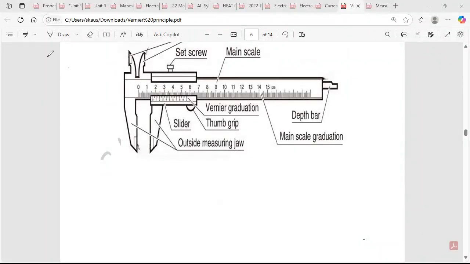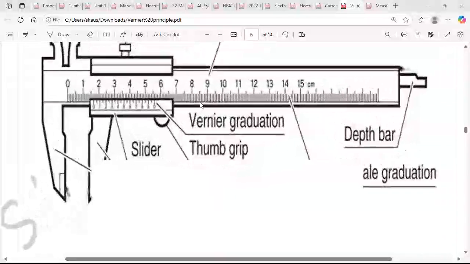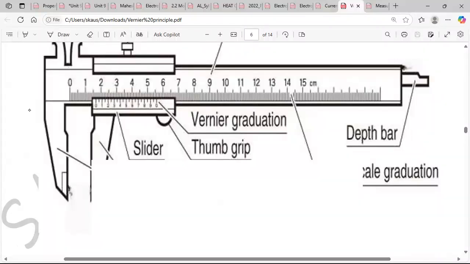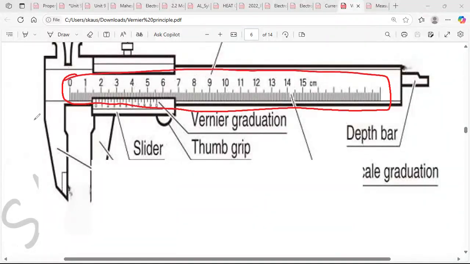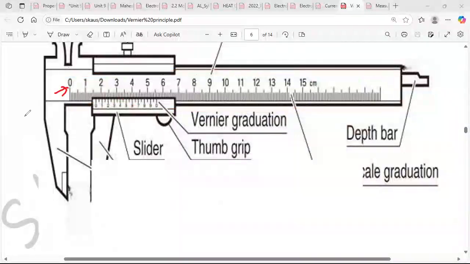So you can see in this instrument, don't focus on the instrument, focus on the two scales. You can see there are two scales, right? In a meter ruler, there will be only the main scale. But here there are two scales. This larger scale is called the main scale. And this is called the Vernier scale.